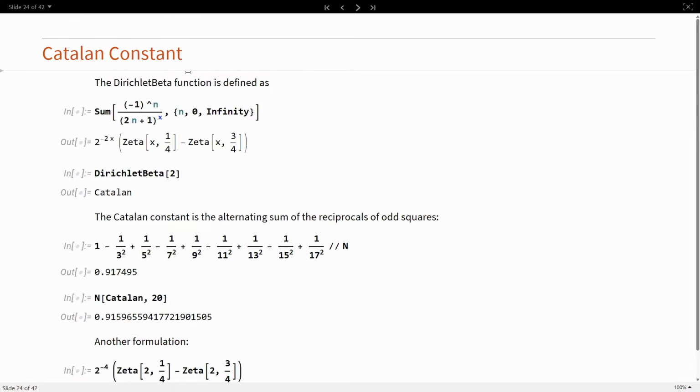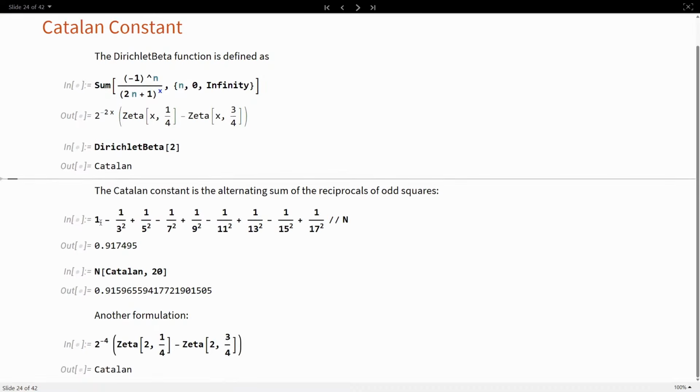The Catalan constant we can calculate with this value here, and it's an alternating sum of reciprocals of odd squares. So after going up to 17 squared, we get this value, and that's somewhat close to the actual value. And here's another formulation for the Catalan constant. Oh, and up at the top, this is how the Dirichlet beta function is defined, which is related to the Catalan constant.